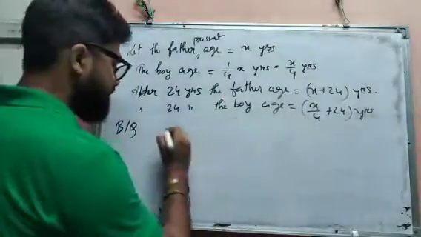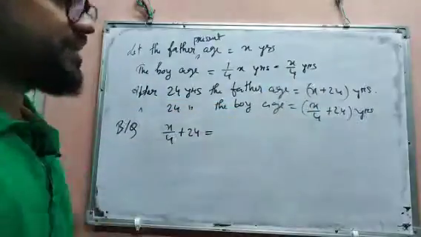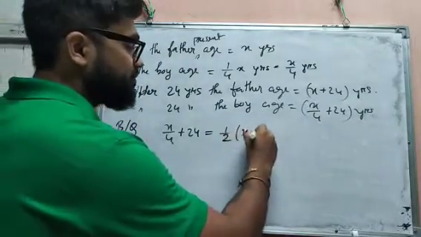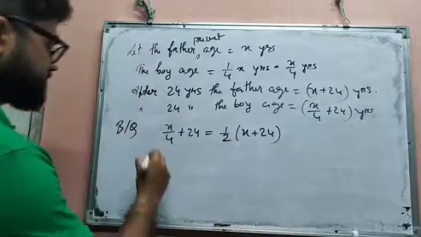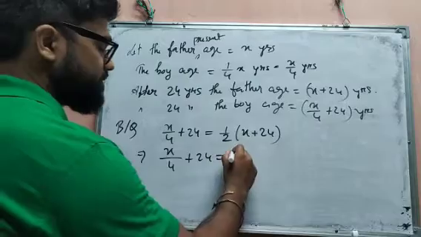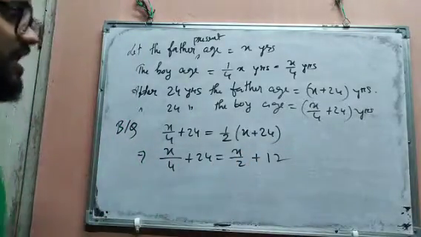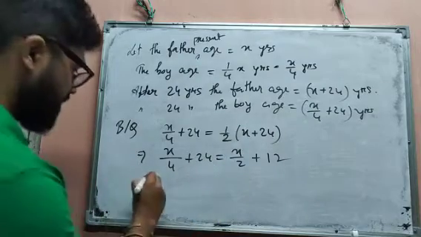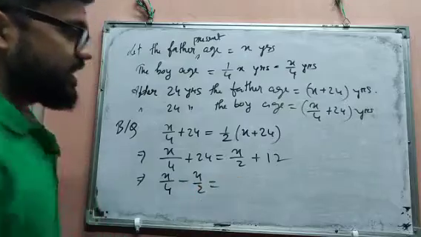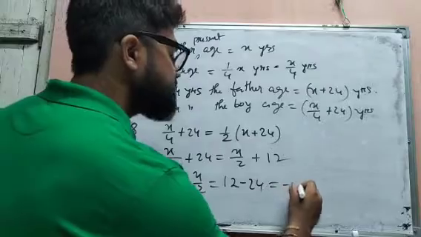That means the boy is what? X by 4 plus 24, and this equals half of his father's age. Half means 1/2. Then father's age will be what? X plus 24. Now simply do the calculation. X by 4 plus 24. Here we will get x by 2 plus 12, by applying the distributive law. Okay. So bring the x to the left-hand side. X by 4 minus x by 2. Then here it will be what? 12 minus 24 equal to minus 12.